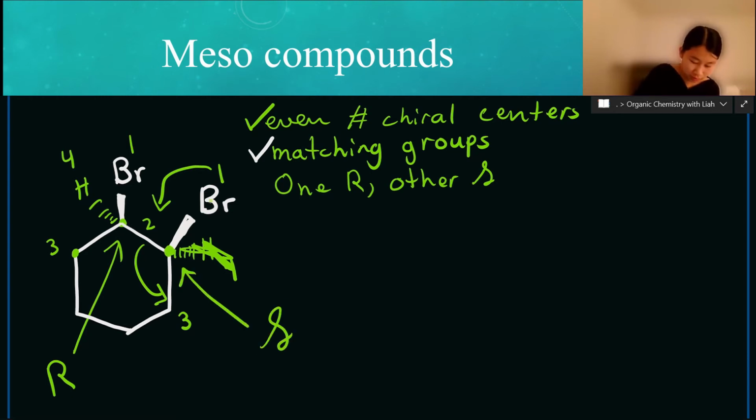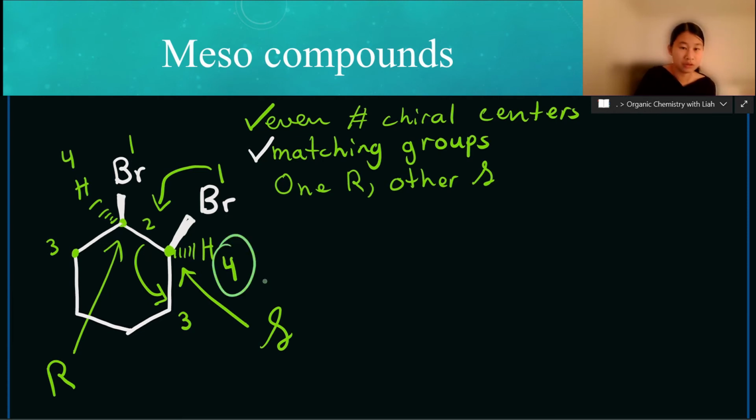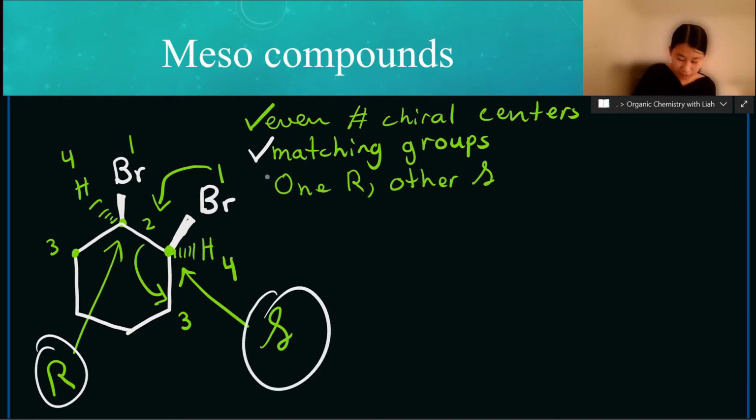Now let us check what's on the dash. What is on the dash? It's an even number, so this configuration stays the same. Now we see that one chiral center has configuration R and the other one has S. So yes, this last criteria is also satisfied. Therefore, this compound is a meso compound.